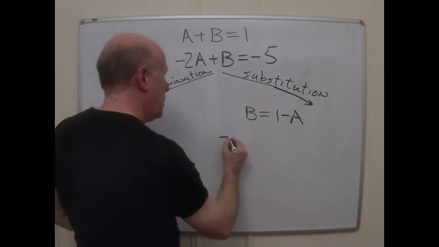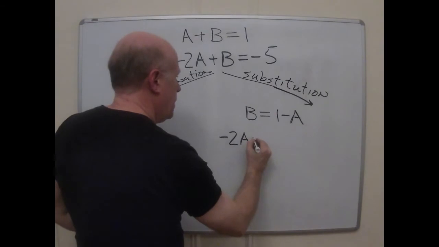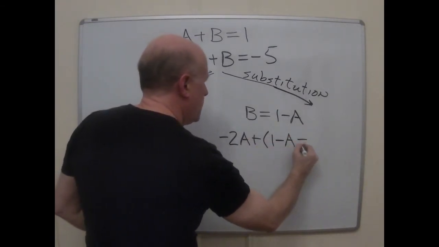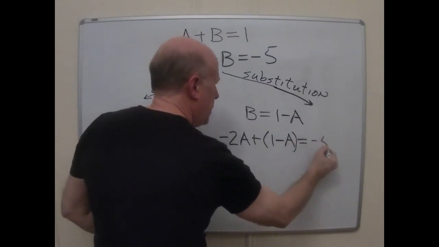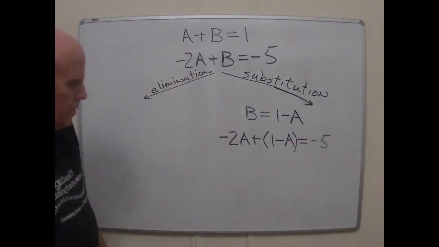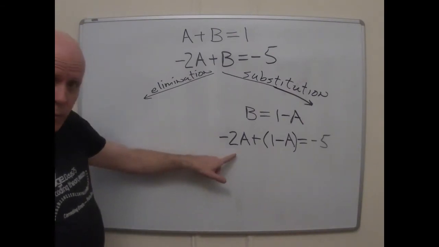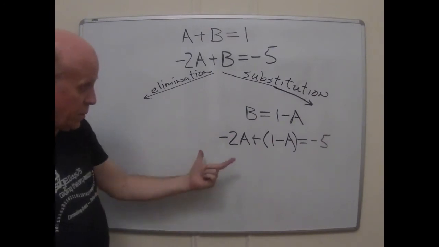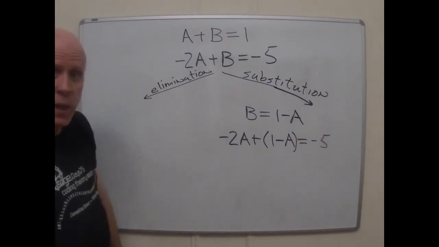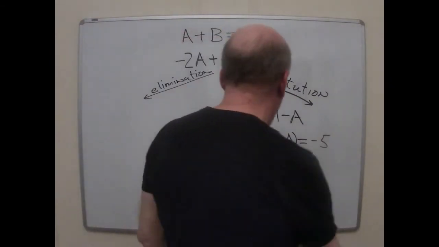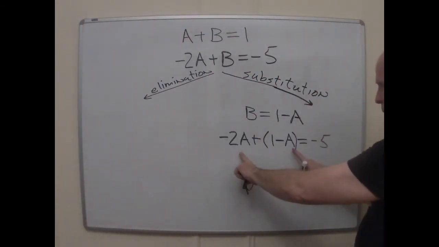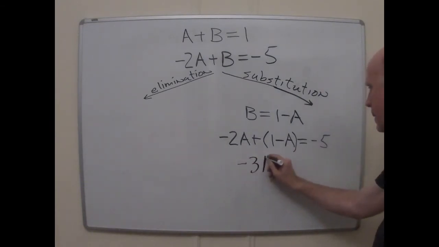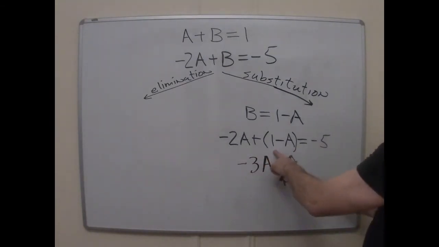So then that means we can say minus 2 times a plus 1 minus a must be equal to negative 5. We can simplify, but we're in a good spot right now because everything in here is either a multiple of a or a number. That is, we've got a linear equation in one variable, a. So that's definitely solvable. What is it actually when we combine like terms? We've got minus 3 a's plus 1 equals minus 5.